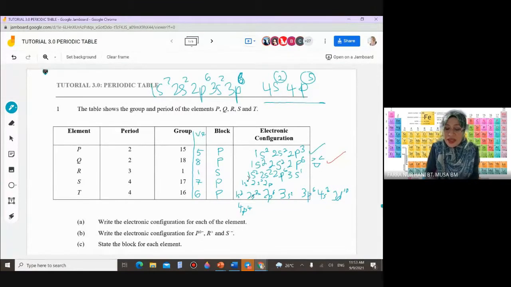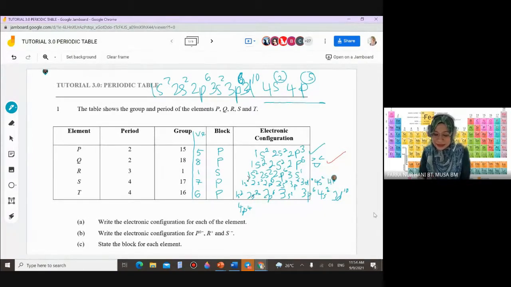Ikut akhbar tu 4s2, sebab dia dah masuk dalam 4p, should be 3d10 ada. So the electronic configuration is 1s2, 2s2, 2p6, 3s2, 3p6, 3d10, 4s2, 4p5. Itu jawapan dia. Maksudnya kita kenal dia punya valence and then penuhkan yang depan tu. Okay, sudah siap? Yana?